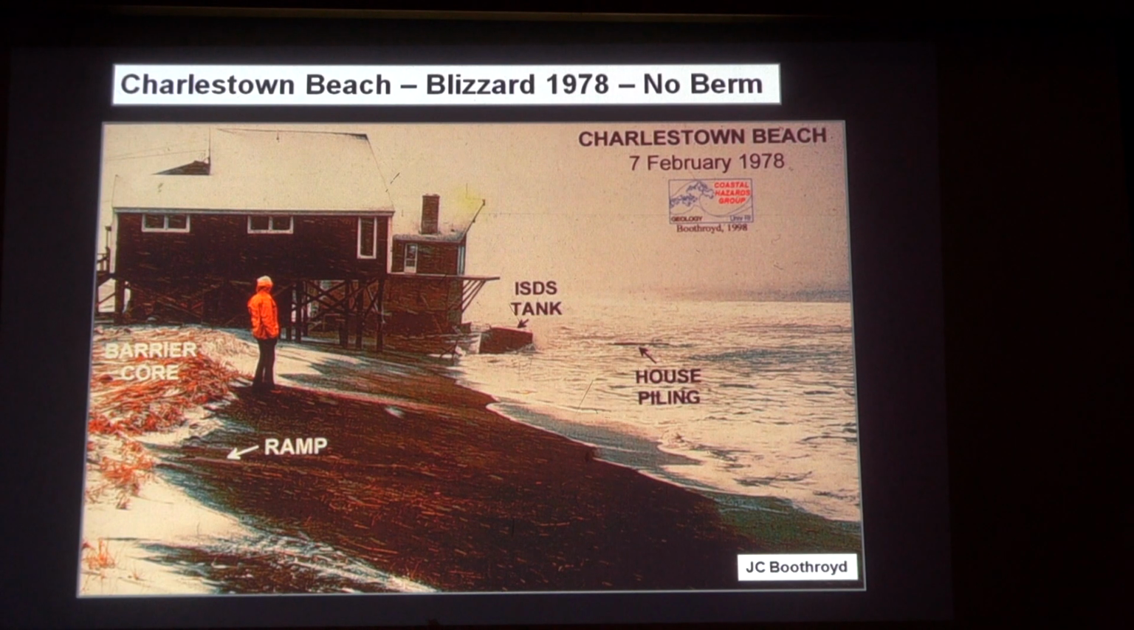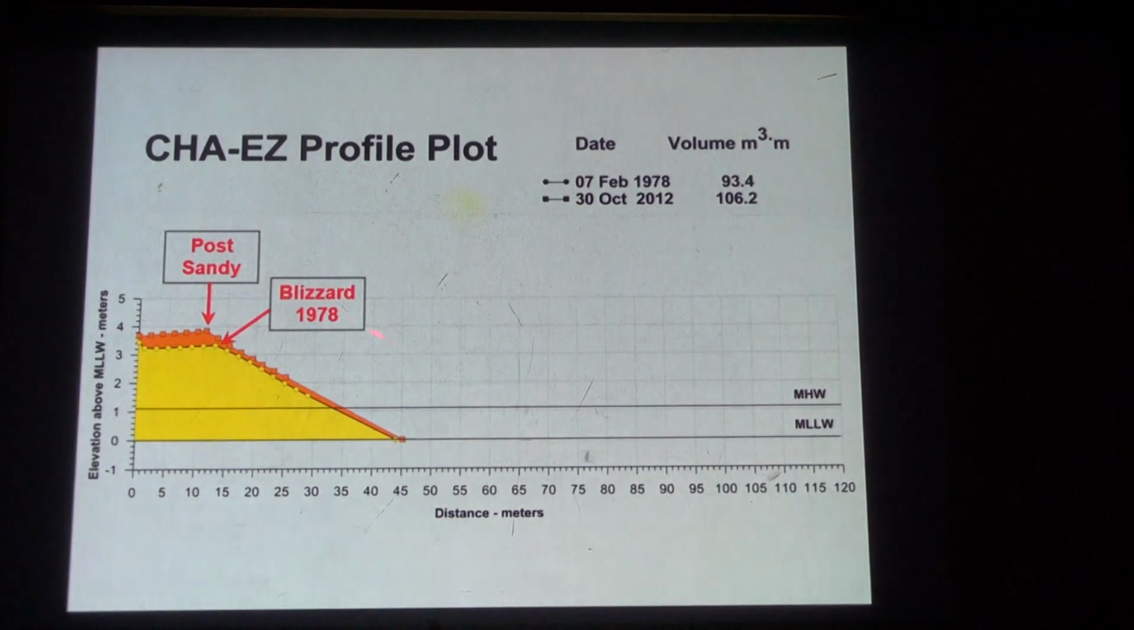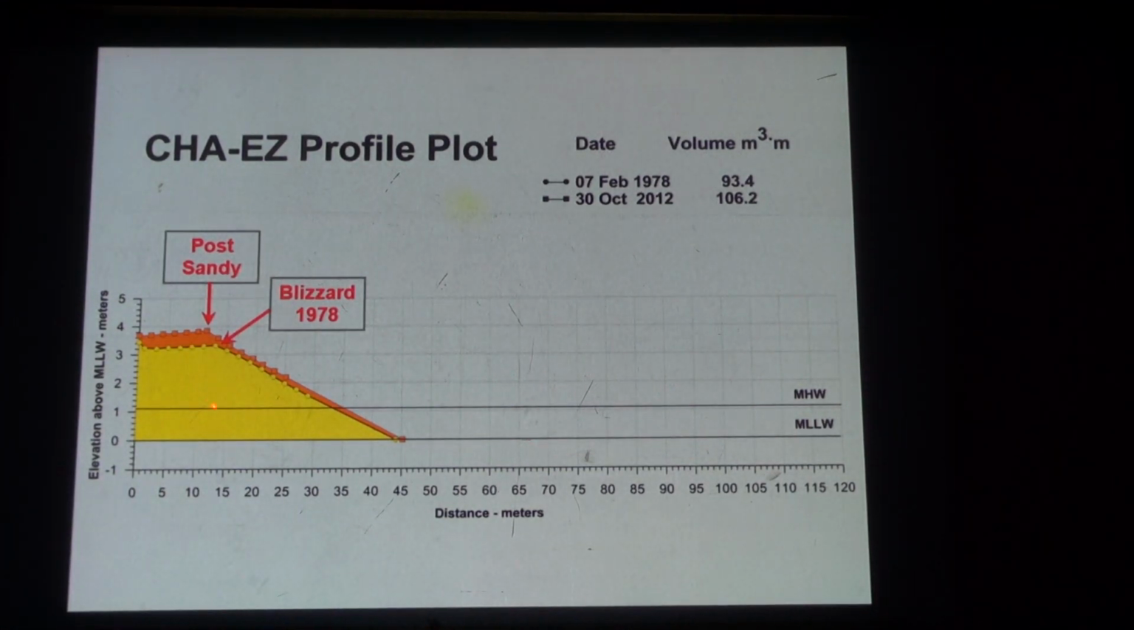Charleston Beach, this is what it looked like in the blizzard of '78 in this picture. This house has been moved back. This house is still there. It's heavily modified now. But this is 1978. And there we are. This is the blizzard of '78 in yellow, and that's post-Sandy in October 2012. So basically, we reset the clock after 30-some-odd years. And so all of the foredune zone that had built out here, and the berm that had built out in those intervening years, gone.